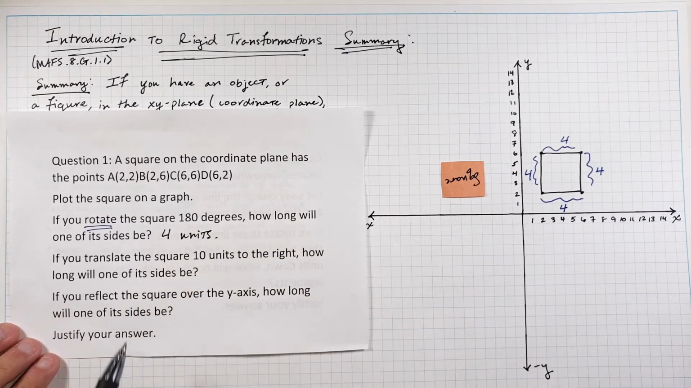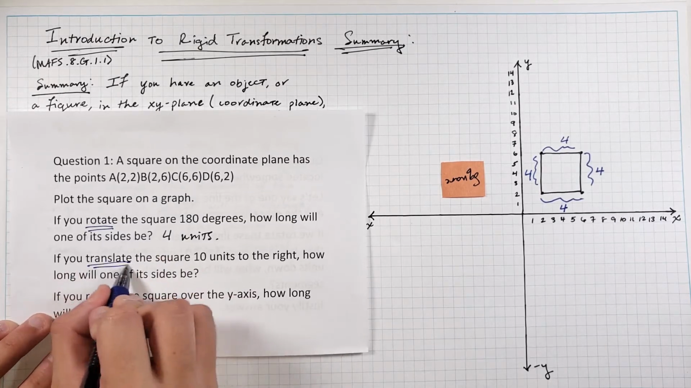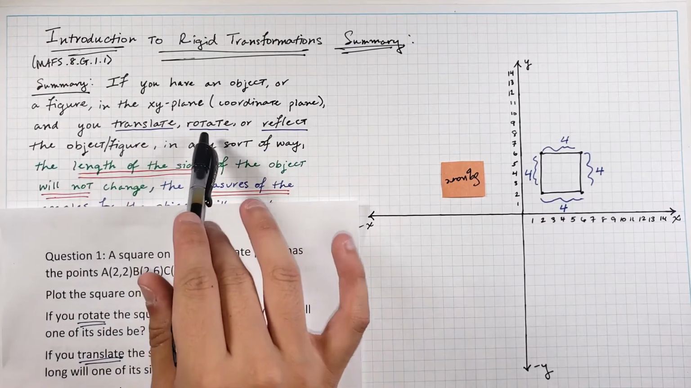Let's look at the next one. The next one says, if you translate the square 10 units to the right, how long will one of its sides be? Well, what's the key word here? The key word here is translate, right? What do we know about translations?